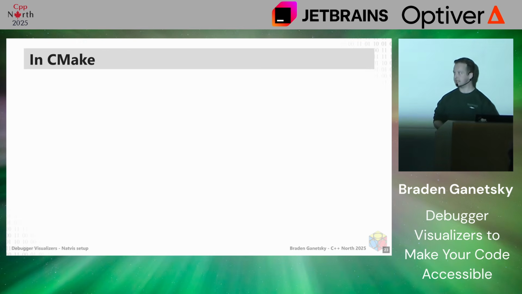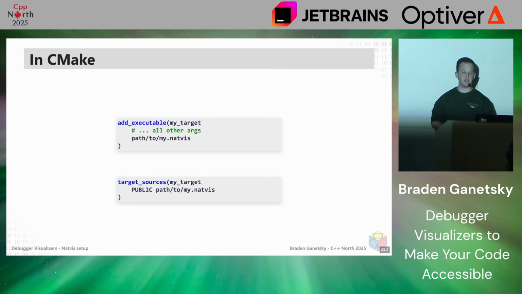It's also very easy in CMake. You just need to add it as a source to your target, either in the add_executable or add_library call, or you can do it later in a target_sources call. For those of you in the room that don't know CMake, don't worry about it. For those of you in the room that do know CMake, you will know that this is dead simple CMake, as simple as it gets. And this is really all you need. So it's very simple to set up NatViz.